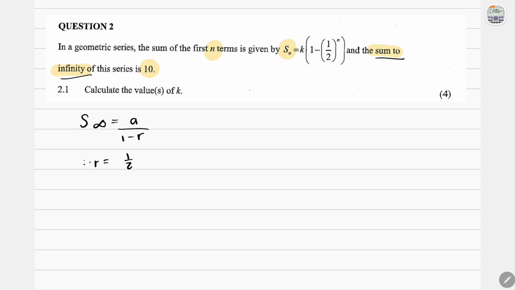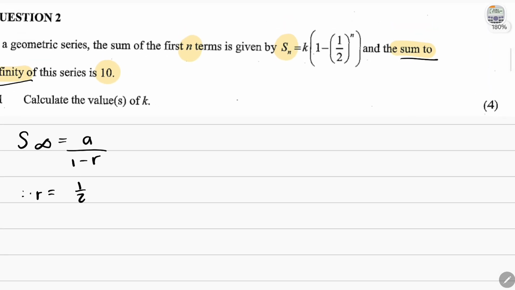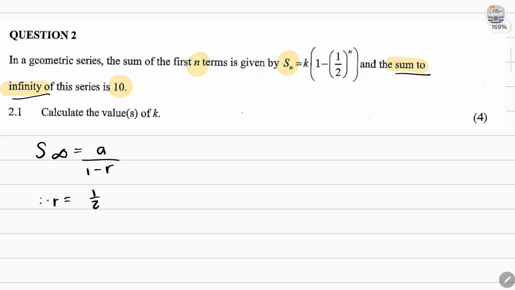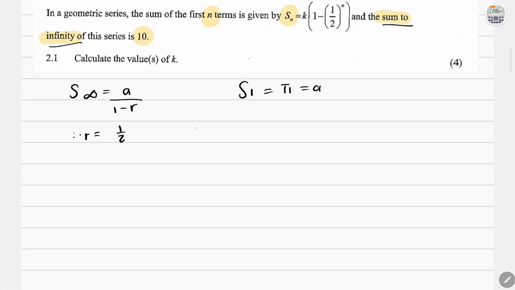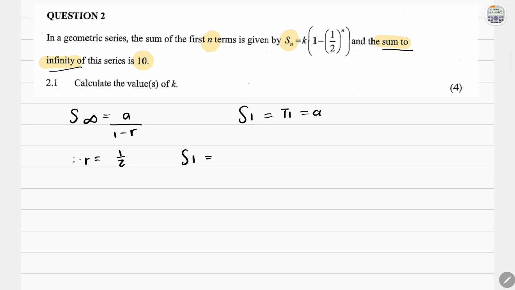I can also see that to find a, all we have to do is use the sum of the series they gave us. If you had to find the sum of one term, that would be the first term, and that is a. So that's what we can do here as well. Just find the sum of the first term. So S of 1 equals k times (1 minus 1 over 2 raised to the power of 1). We're trying to find the first term.